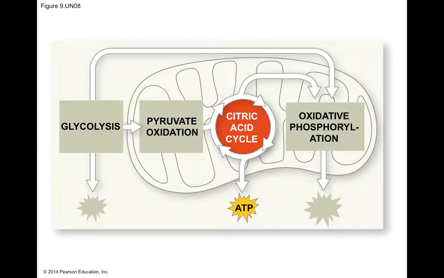The citric acid cycle also takes place in the matrix of the mitochondrion. It consists of 8 steps, each with a specific enzyme. And like glycolysis, you don't need to memorize the steps and enzymes involved, but I want to just quickly go through the cycle with you.